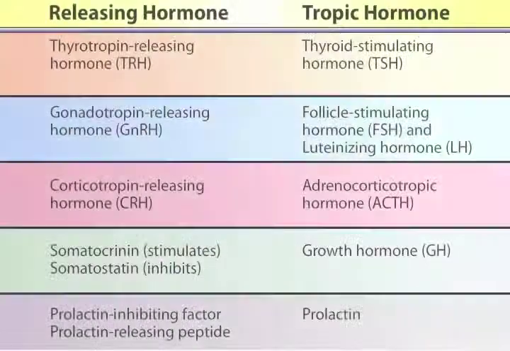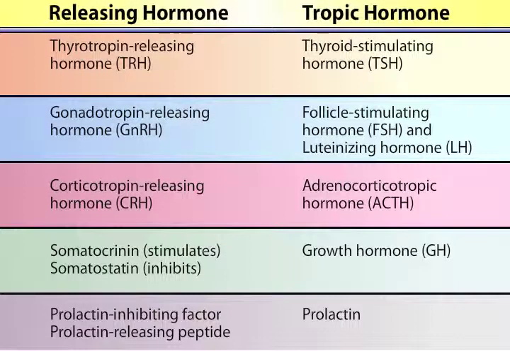The hypothalamic hormones are generally called releasing hormones because most of them trigger the anterior pituitary to release hormones. Some, however, inhibit hormone release, as indicated by their specific names. The anterior pituitary hormones are called tropic hormones.